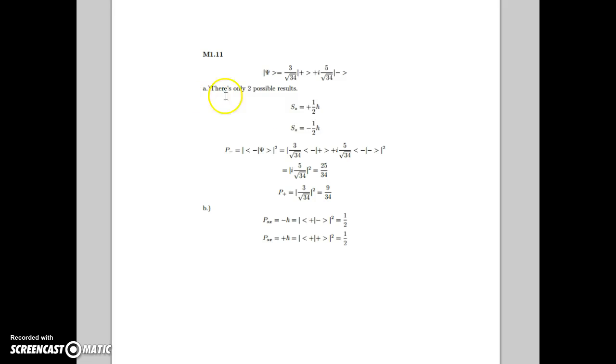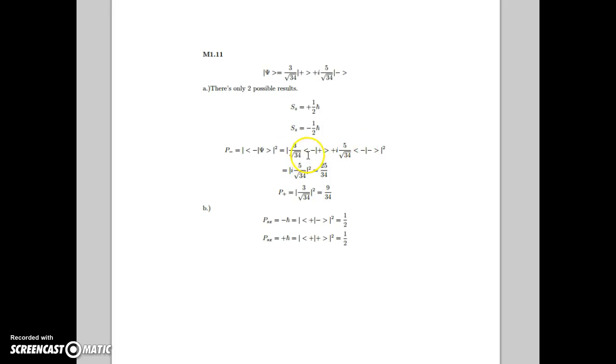And since it's half spin, it can either be positive 1/2 or negative 1/2. And then next it asks to find the probability of it being in each of those spins. So first I found the probability for finding a negative half spin, and this is what the probability looks like. And when you expand that out using our state, this is what it looks like.